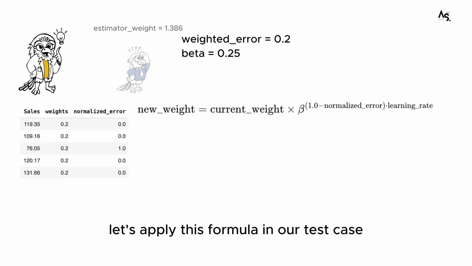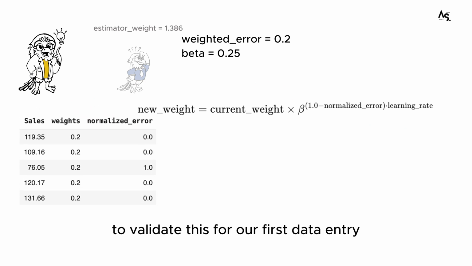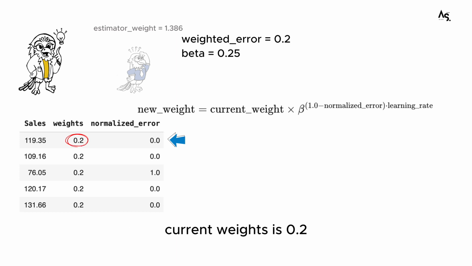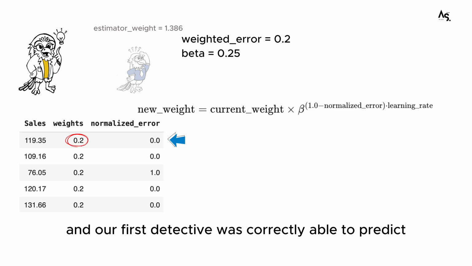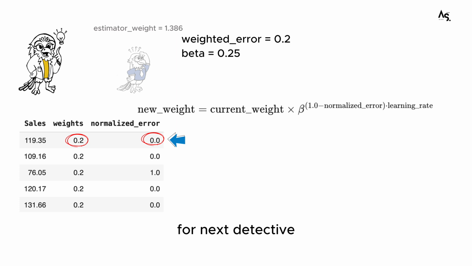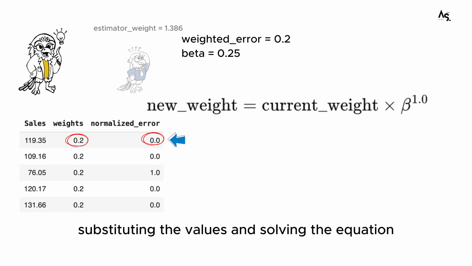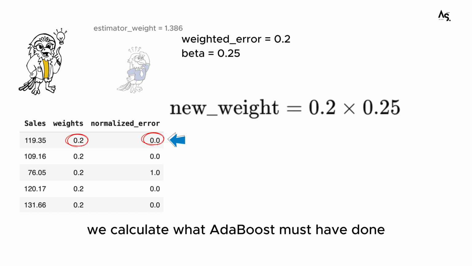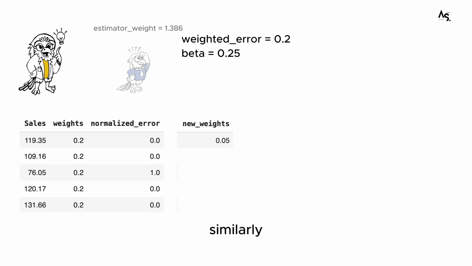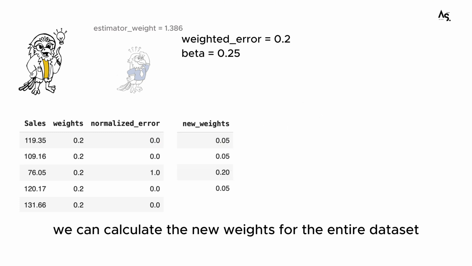Let's apply this formula in our test case to validate this. For our first data entry, current weight is 0.2. And our first detective was correctly able to predict the sales value. So, AdaBoost must have reduced its weight for the next detective. Substituting the values and solving the equation, we calculate what AdaBoost must have done and update the weight for the first entry. Similarly, we can calculate the new weights for the entire dataset.